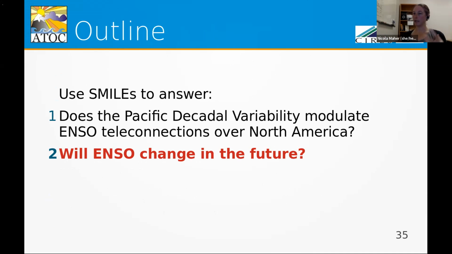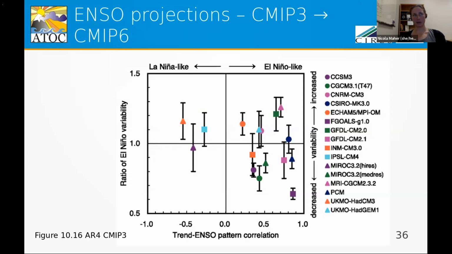And now I'm going to extend out the SMILEs and we're going to use 14 different SMILEs to look at this question. Okay, but before we do, let's go into a little bit of background of ENSO and how our understanding of how it might change in the future has evolved from CMIP3 to CMIP6.